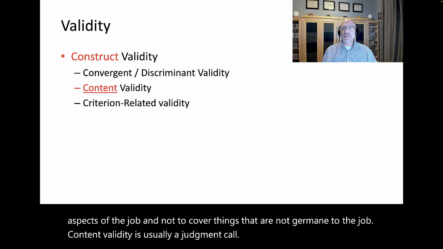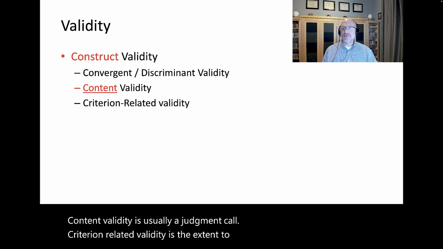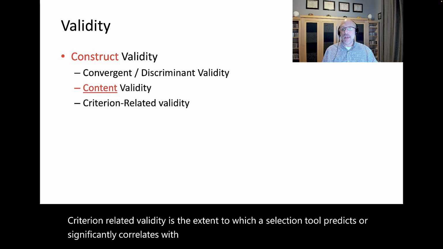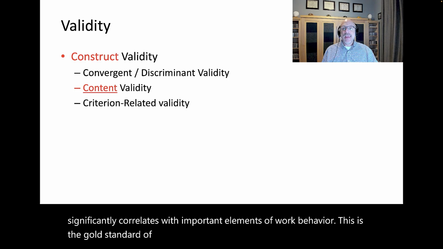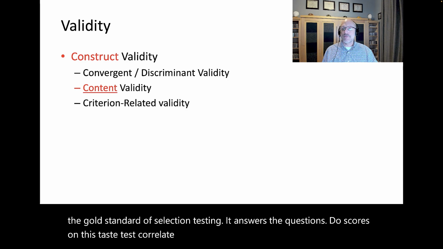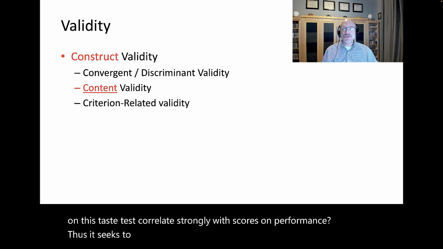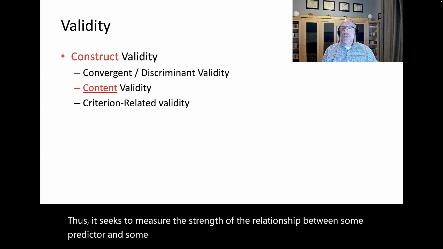Criterion-related validity is the extent to which a selection tool predicts or significantly correlates with important elements of work behavior. This is the gold standard of selection testing. It answers the question, do scores on this test correlate strongly with scores on performance? Thus, it seeks to measure the strength of the relationship between some predictor and some criterion. There are two subtypes of criterion-related validity.